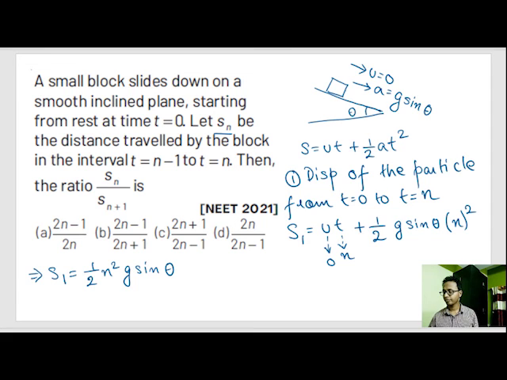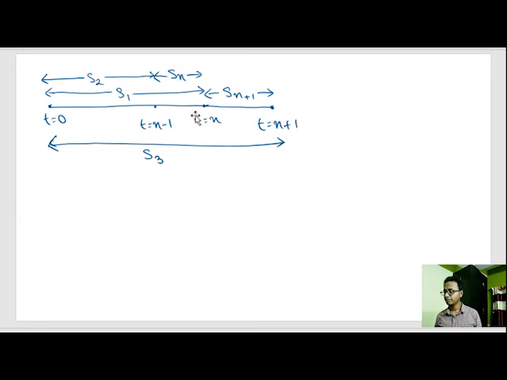Okay, see the question: Sn by Sn plus 1. So Sn plus 1 is nothing but the distance or displacement of the particle covered from t equals n to t equals n plus 1, which is equal to s3 minus s1. Okay, so we know that Sn plus 1 is equal to s3 minus s1. What is the value of s3?